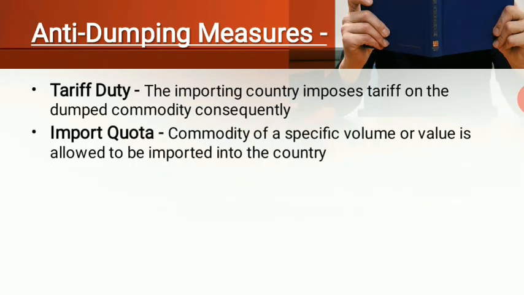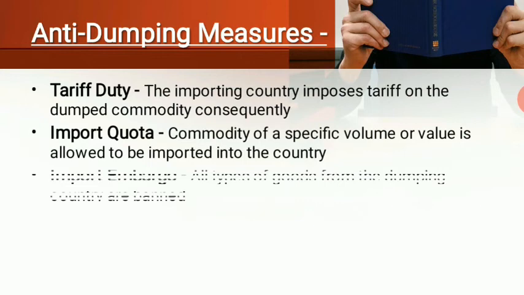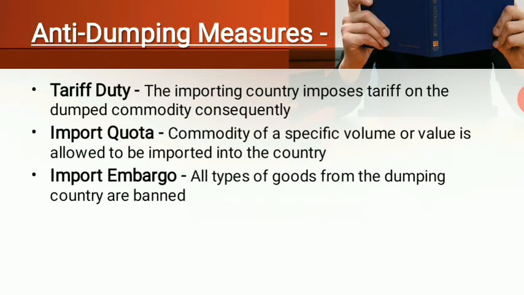Next is import quota. Import quota is another measure to stop dumping under which a commodity of a specific volume or value is allowed to be imported into the country. For this purpose, it includes the imposition of a duty along with fixing a quota and providing a limited amount of foreign exchange to the importers. Next is import embargo. Import embargo is an important retaliatory measure against dumping. According to this, the imports of certain or all types of goods from the dumping country are banned.